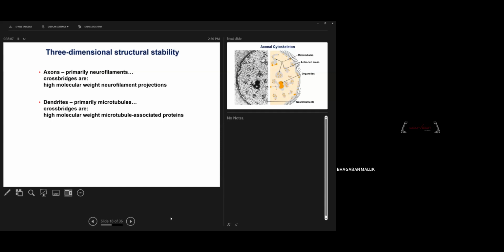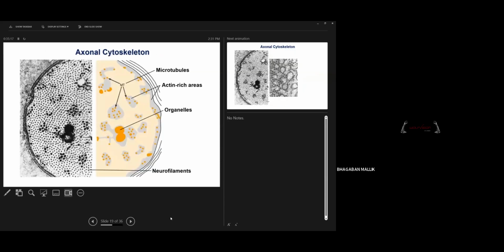Okay, so just remember that the axon is highly enriched with neurofilament, and the cell body and the dendrite are mostly associated with microtubule and microtubule associated protein. Now this is a cartoon showing how they are organized. Here you have the organelle. These are the microtubules present in the cell. These are the structures that you are seeing. These are actin-rich structures. These are the microtubules. That is how they look in the cross section of the axons.